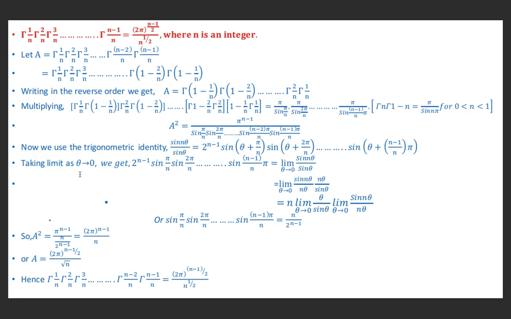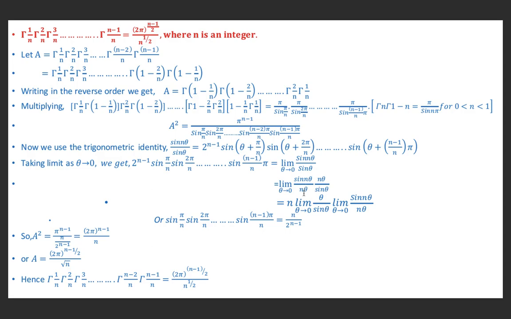If we take the limit as θ tends to 0, then this will be 2 raised to n − 1, θ is 0, so we are left with sin(π/n) sin(2π/n) ... sin((n − 1)π/n). On this side we have the limit as θ tends to 0 of sin(nθ)/sin θ, and we know how to evaluate this limit. We will divide and multiply by nθ, because we know that sin θ upon θ equals 1 as θ tends to 0.